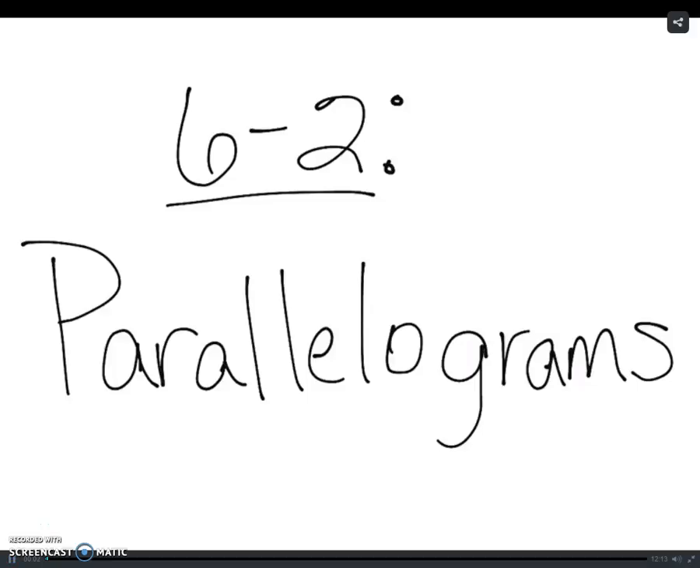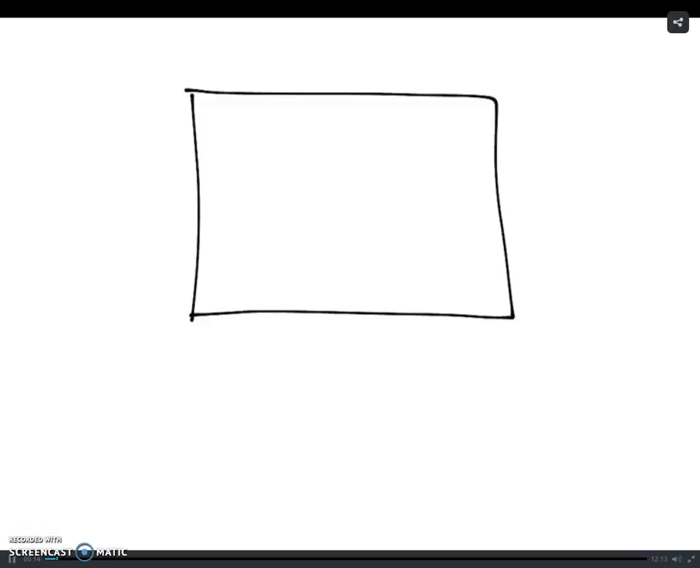Today we're talking about parallelograms. So first we're going to go through some rules about parallelograms, and we're going to mark some different facts on a parallelogram. So I'm going to go ahead and draw a parallelogram here.